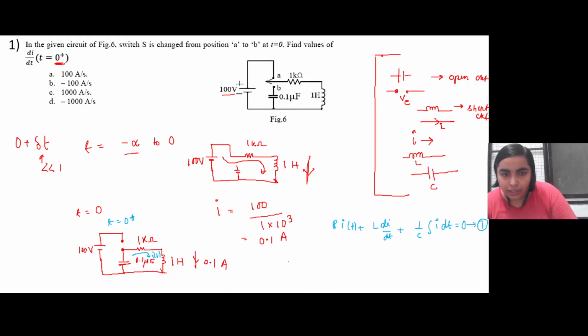So R we can replace with 10 to the power 3. 1 kilo ohm is 10 to the power 3 ohm.